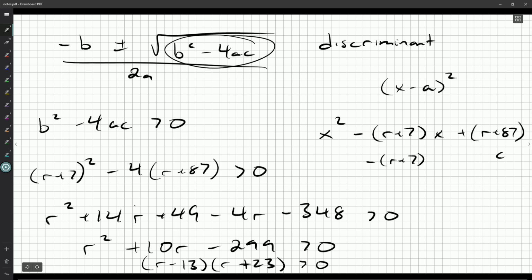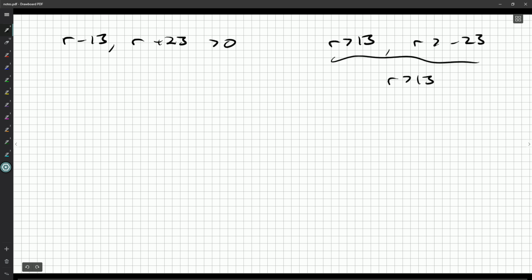Okay. So the product of these two factors is positive only if they're both negative or they're both positive. So in order to make the discriminant positive, either r minus 13 and r plus 23 are both positive, which means r is greater than 13 and r is greater than negative 23. So we just need r is greater than 13. Or both factors are negative. The product of two negatives is still positive. And for that, you'll just need r is less than negative 23.